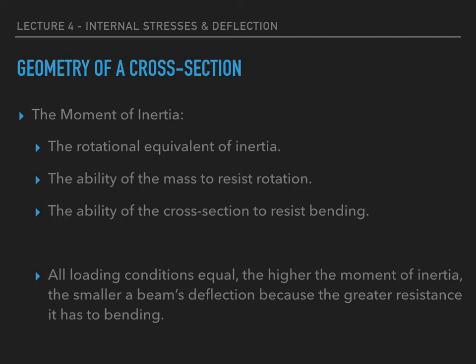So the moment of inertia is the rotational equivalent of inertia. It's the ability of the mass to resist rotation, or the ability of a cross section to resist bending. The same way that the train has a lot of inertia because it's hard for that baseball to cause it to move. The baseball doesn't have as much mass or as much momentum, so it doesn't make a dent in causing the train to move. So all loading conditions equal, the higher the moment of inertia, the smaller the beam's deflection because it has a greater resistance to bending.